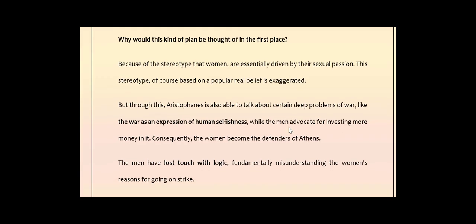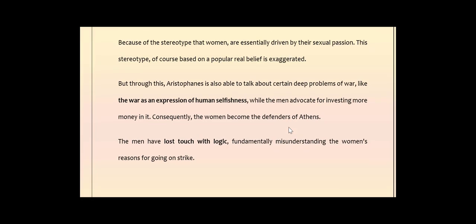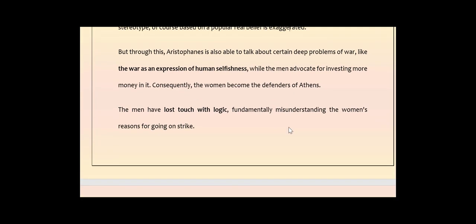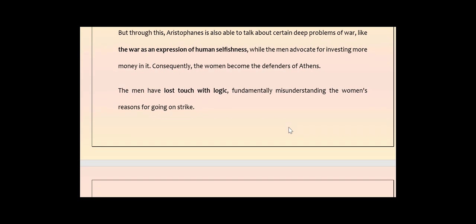But it doesn't stop there. It's not just about the stereotype. Aristophanes is also able to talk about certain deeper problems associated with war, which is war as an expression of human selfishness. Here, men advocate that they want to keep investing more money into the war, but essentially it is all for the worse of the empire. We also see that men have lost touch with logic. They are fundamentally misunderstanding how to run the society, and they're also misunderstanding women's reasons for going on strike.